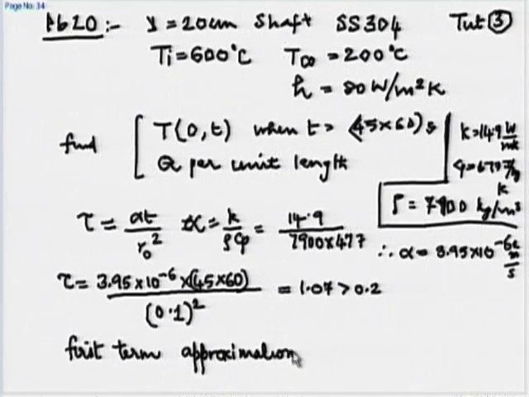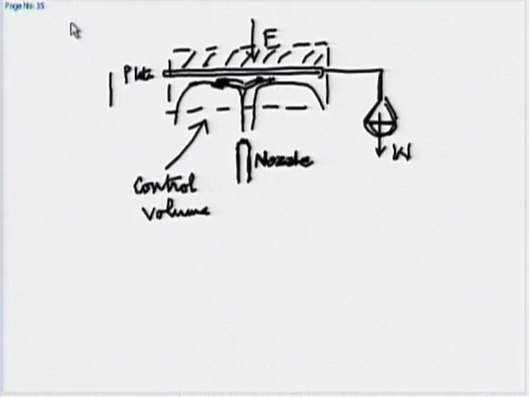Next, we are not going to do this with the chart, we are going to directly use the analytical solution. For the analytical solution, I need to know the Biot number. So, let us calculate the Biot number. What is the Biot number given by? h R naught by K. So, Biot number equal to h R naught by K.